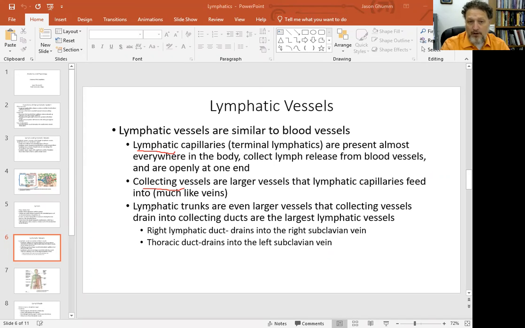And then they end up with larger and larger ones until we end up where it's dumping back into the circulatory system. That occurs at the right lymphatic duct and the thoracic duct. Both of these empty into the subclavian vein, one on one side of the body, the other on the other side.